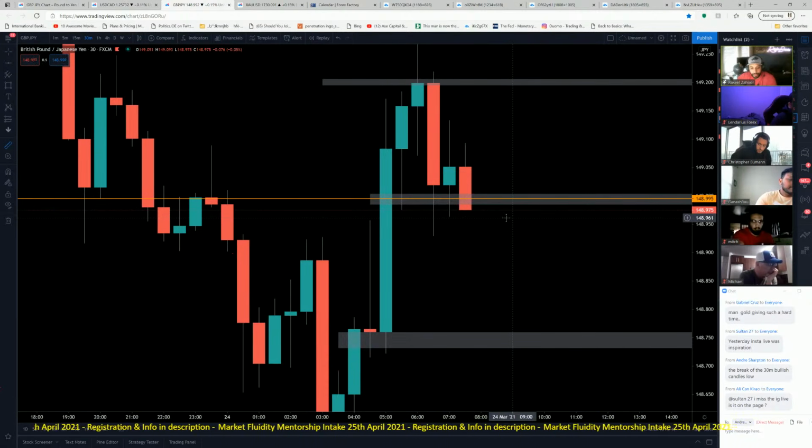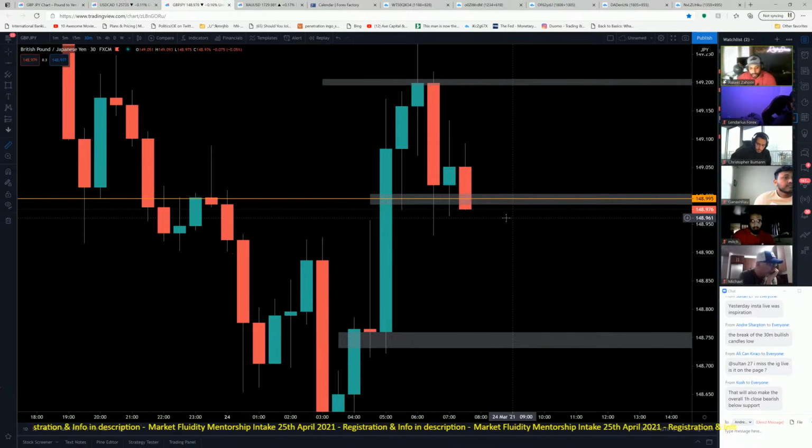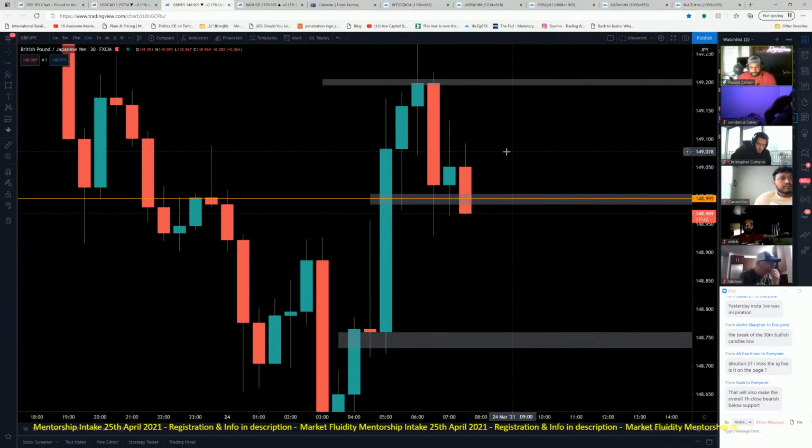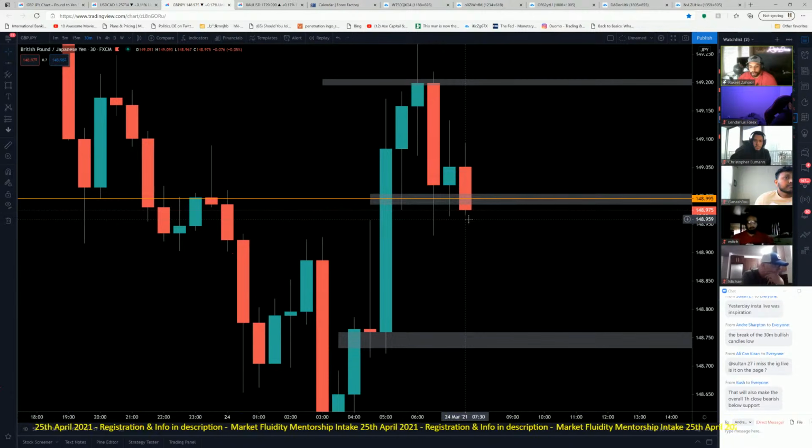Where will the stop loss be? Ooh, look at that, man. We're coming down here viciously now. Getting stronger and stronger. GJ is getting some contractions here now. Stop is going to be around 11 pips, 12 pips, right at 148.960.